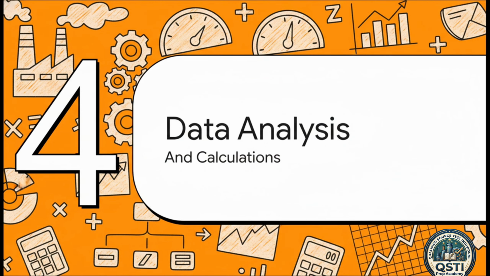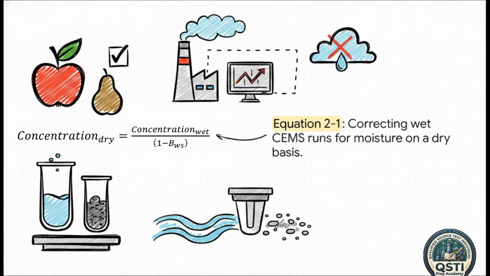Section 4, Calculations and Data Analysis. Time to do some math. First things first, we gotta compare apples to apples. Because all your data needs to be on a consistent dry basis, you first hit your wet runs with equation 2-1, the moisture correction formula. It's simple but absolutely crucial for stripping that variable of water vapor right out of your data.